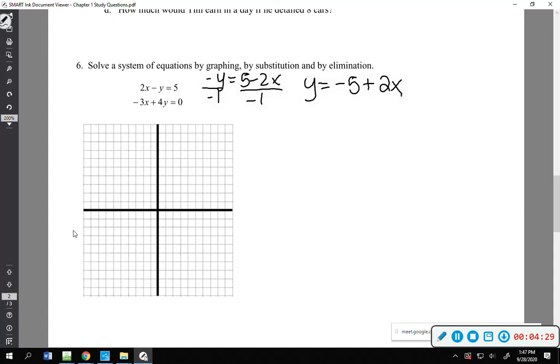And then I'm going to do my second equation. Let's add 3x to both sides. So 0 plus 3x is just 3x. And then let's divide both sides by 4. And we get y equals 3/4 x.